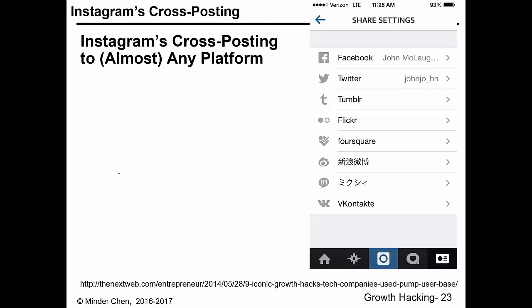Instagram also uses cross-posting. If you take a picture on Instagram, it allows you to cross-post the pictures to a lot of social media platforms: Facebook, Twitter, Tumblr, Flickr, Foursquare, Weibo in China, etc.